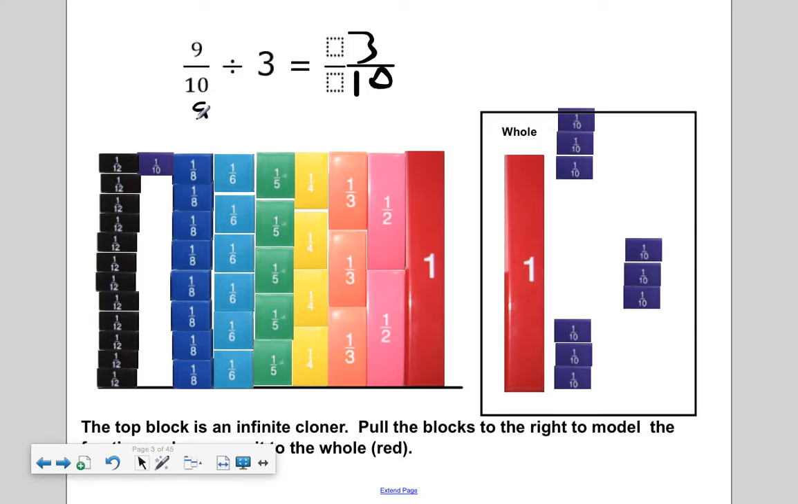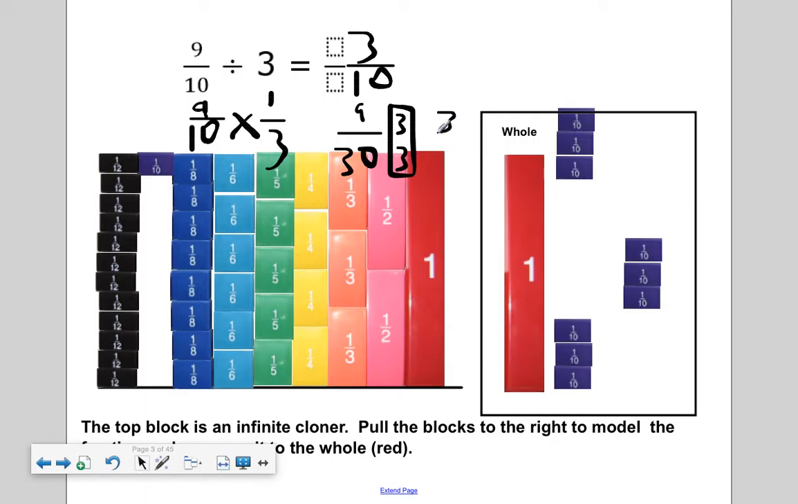So you keep the 9/10. We multiply by its reciprocal. So multiply, what's the reciprocal of 3? 1/3. So if you multiply the numerators, you get 9. If you multiply the denominators, you get 30. Can I simplify this? I divide both numbers by 3, and I get 3/10. So that's how you do it. So if you're given a fraction and you have to divide it, you multiply by its reciprocal.